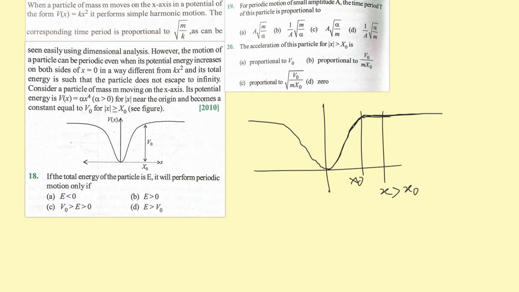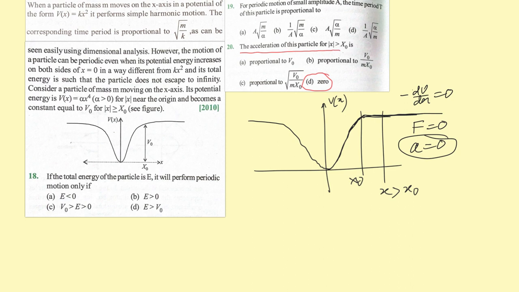So when this potential energy function is flat, that means minus dV/dx is equal to 0. Minus dV/dx equal to 0 implies the force is equal to 0. The force is equal to 0 implies the acceleration is equal to 0. So in this case, the correct answer is 0 for the acceleration. So the acceleration of this particle for mod x greater than x naught has to be 0 because the potential energy graph becomes flat in this region. So acceleration is equal to 0.